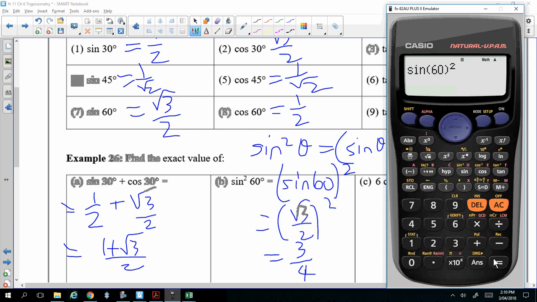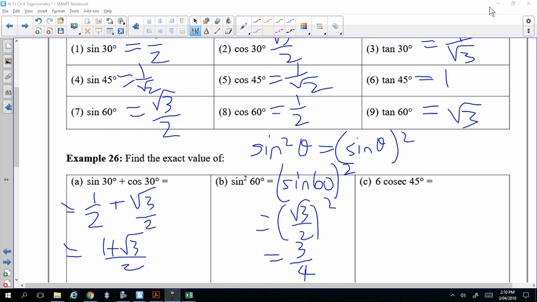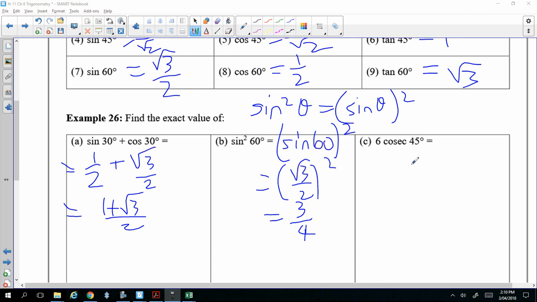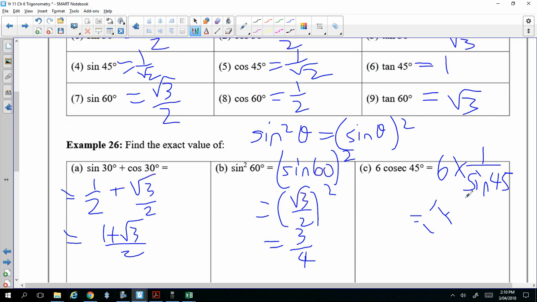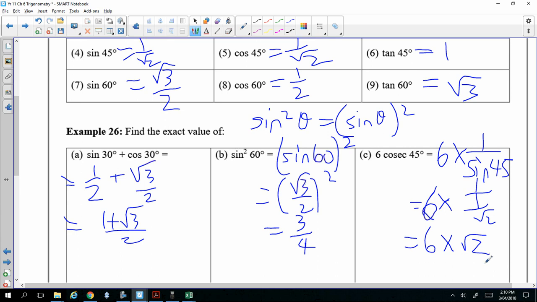Okay, how about the next one? Hopefully you still remember what cosec is. You would have known it for the exam. Reciprocal of sine, yes. Okay, let's do that. So you have to go reciprocal. What's sine 45? Sine 45 is 1 over root 2. And the reciprocal of 1 over root 2 becomes root 2. And 6 times root 2 is 6 root 2. Okay, good. Got 2 more problems.